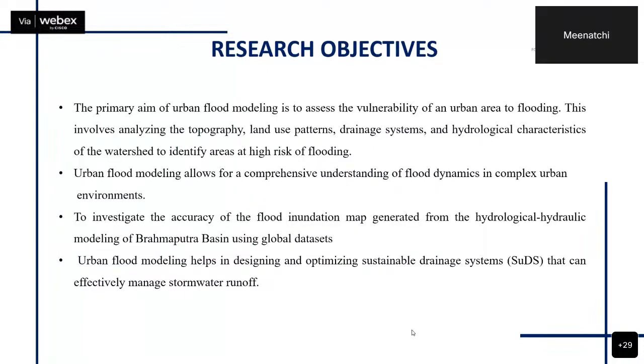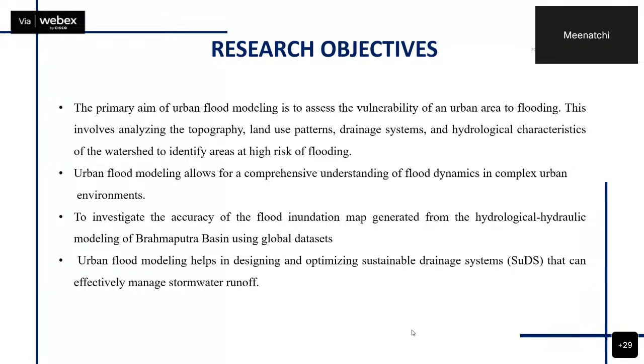So the main research objective is to do the hydraulic analysis, which allows for detailed analysis of river systems and channels. It simulates how water flows through these channels during flood events, considering factors such as channel geometry, roughness, and boundary conditions. This analysis provides critical information on flood depth, velocities, and flow patterns, which are essential for accurate flood management modeling. This research mainly focuses on the accuracy of the flood inundation map generated from hydraulic modeling of the Brahmaputra basin using the available global datasets.